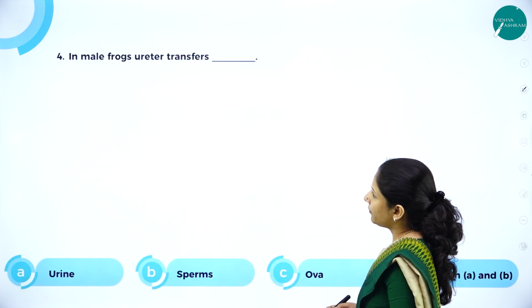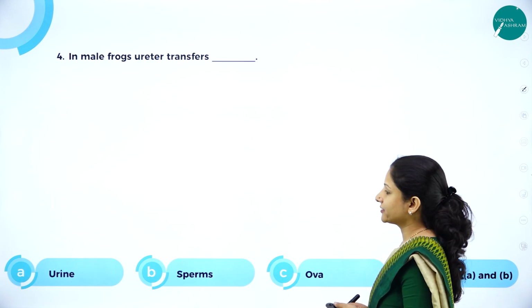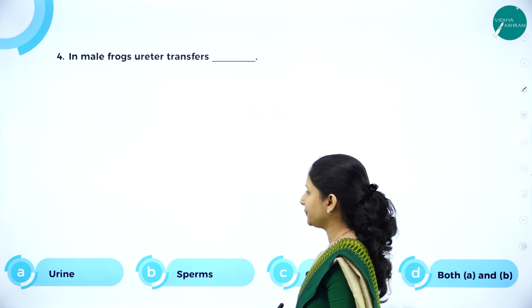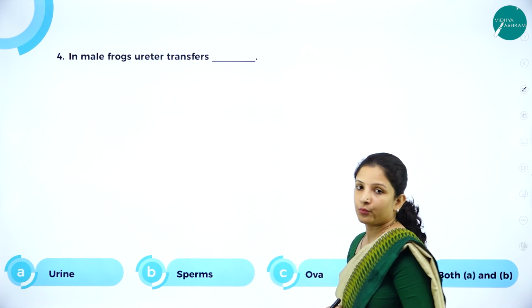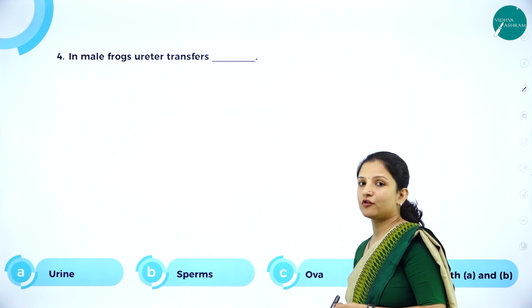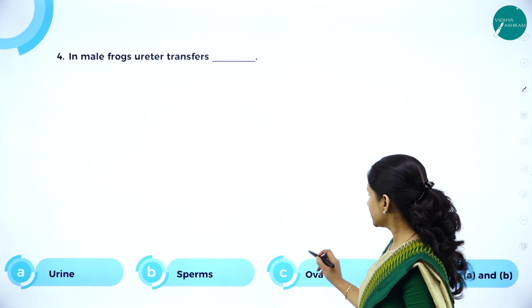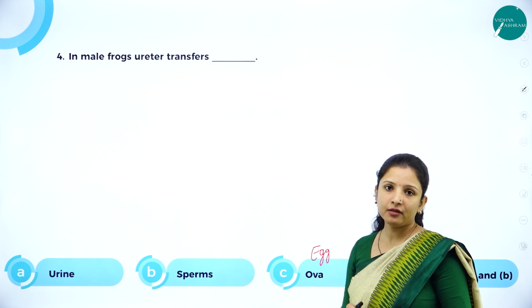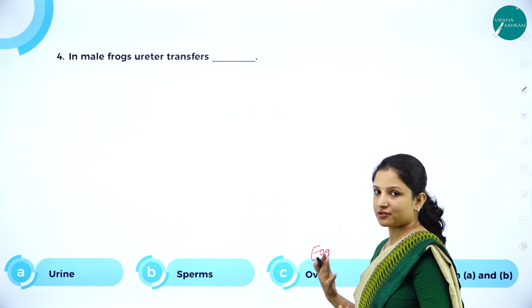Next question. In male frogs, the ureter transfers what? Urine, sperms, ova, or both A and B? Here I am talking about a male frog. A male frog has nothing to do with the ova, which is also called the egg, because it is the female frog that actually produces the ova or the egg.